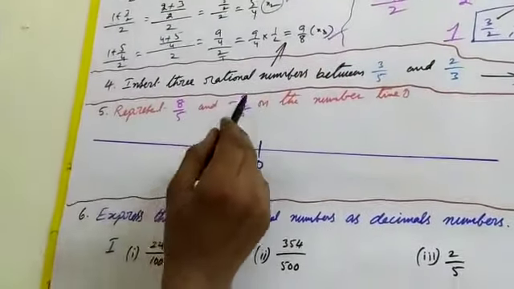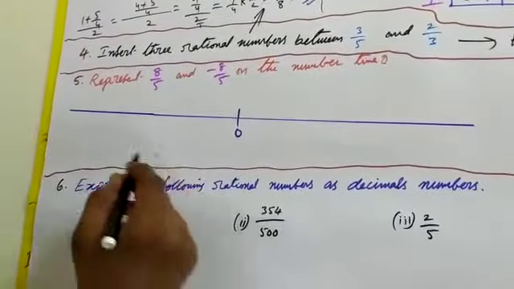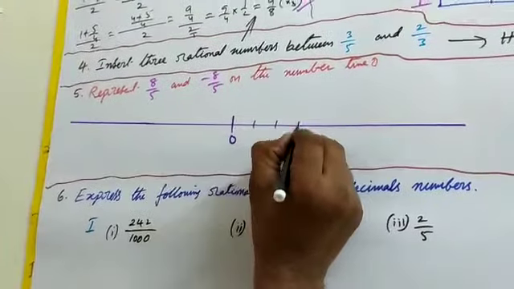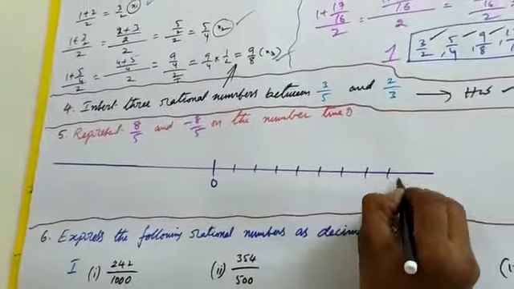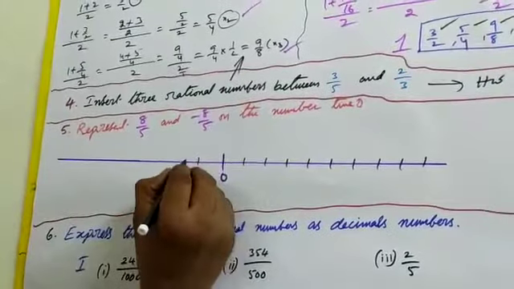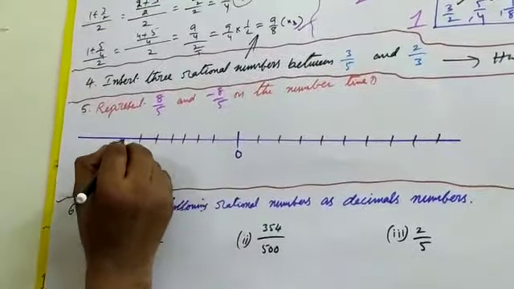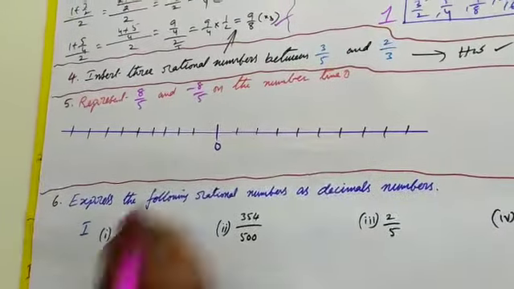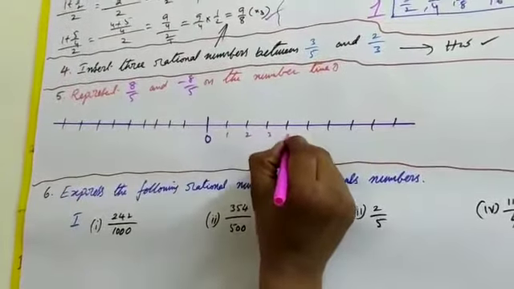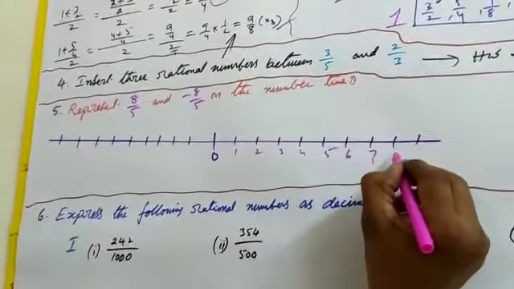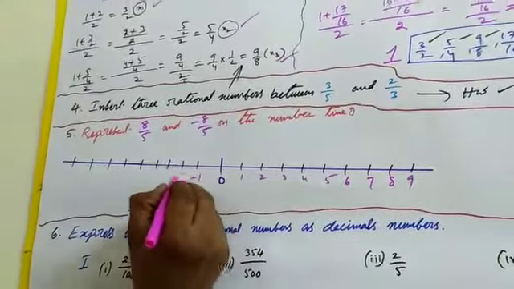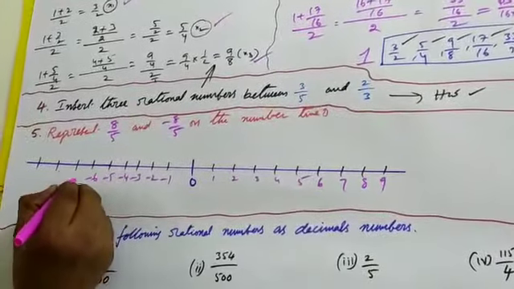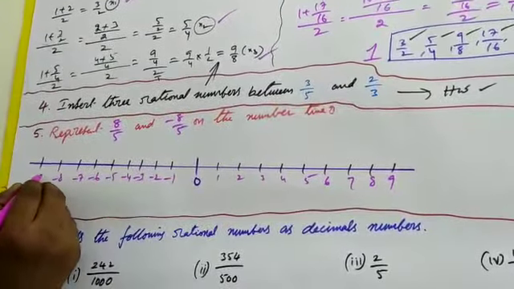Go to 5. Represent 8 by 5 and minus 8 by 5 on the number line. What is the numerator? 8. You draw the line: 1, 2, 3, 4, 5, 6, 7, 8, 9, and on the other side minus 1, minus 2, minus 3, minus 4, minus 5, minus 6, minus 7, minus 8, minus 9.